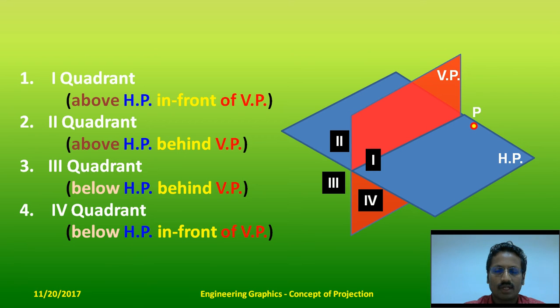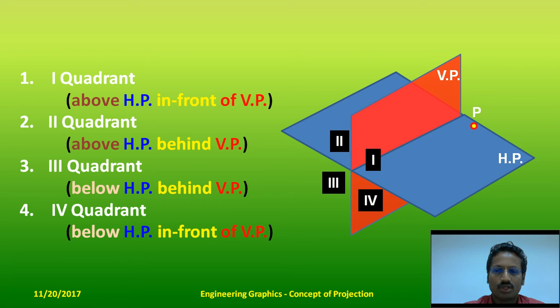The order of the elements should be like this. First you need the observer, then the object, then the plane of projection. If this is going to be the order, then you call that first angle projection. And there's one more condition, that the point or the object has to be above the horizontal plane and in front of the vertical plane. So only if the observer is placed such that the object is kept above the horizontal plane and in front of the vertical plane, that forms the first angle or the first quadrant.